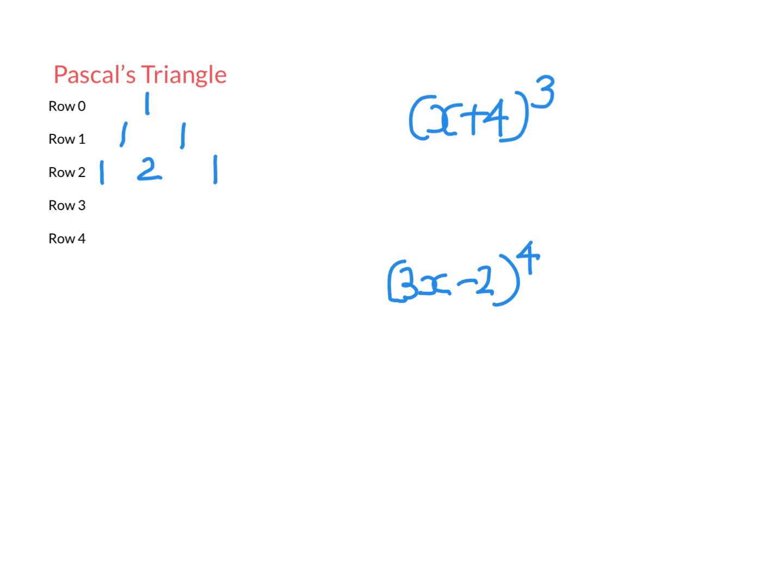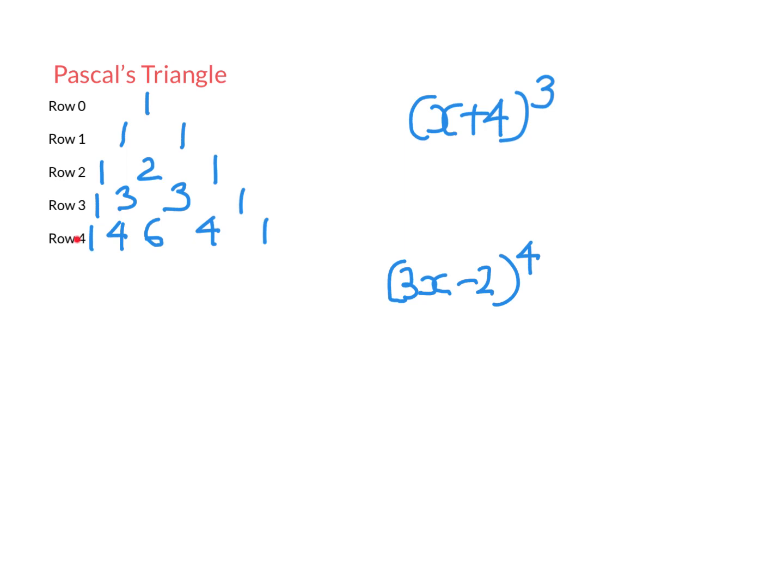The next row would be 1. 1 plus 2 is 3. 2 plus 1 is 3. And 1. And similarly for row 4, it would be a 1. 1 plus 3. 3 plus 3 goes in the middle. 3 plus 1. And it ends with a 1. So note that Pascal's triangle starts at row 0 and also starts each row with entry 0. So this is row 4, entry 0, 1, 2, 3, 4.